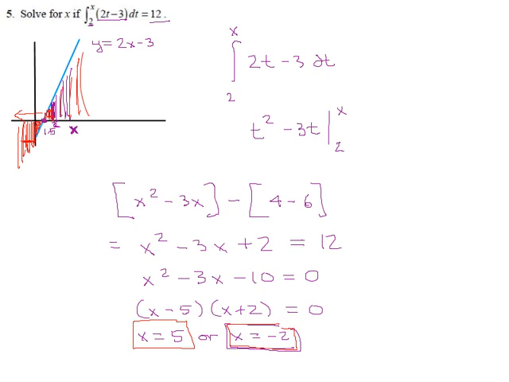I don't know if they anticipated that, but either one of these would eventually give you a total of 12. If you integrated from 2 to negative 2 or from 2 to 5, you'd end up with a total of 12. Interesting.